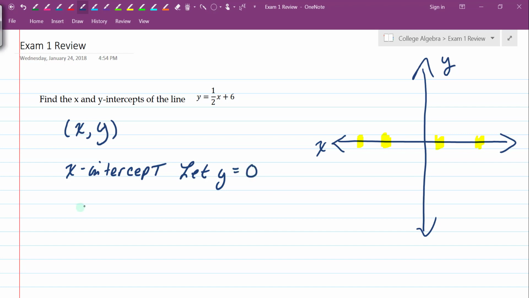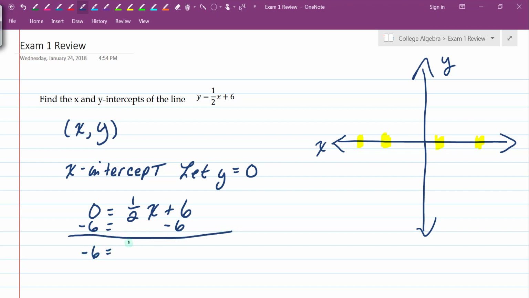So in that case, we let y be 0, which is equal to 1/2 x plus 6. Now all we have to do is solve for x, and we'll know where our x-intercept is. We will subtract 6 from both sides, and we get -6 is equal to 1/2 x. To solve for x, we will multiply both sides through by 2, because what I do to one side I have to do to the other.